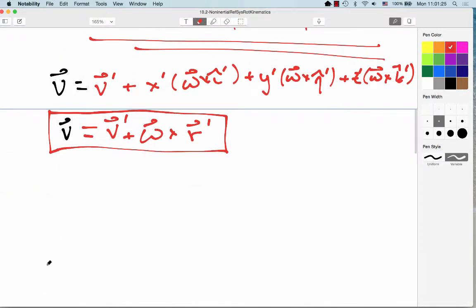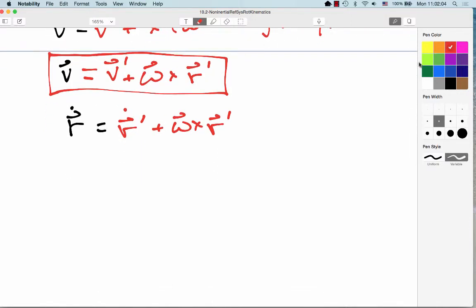Maybe more instructively is to write it as r dot equals r prime dot plus omega cross r prime. Now, although we did this with a position vector, if you think about it, there's absolutely nothing special about our choice of vector here. It could just as easily been some arbitrary vector q.